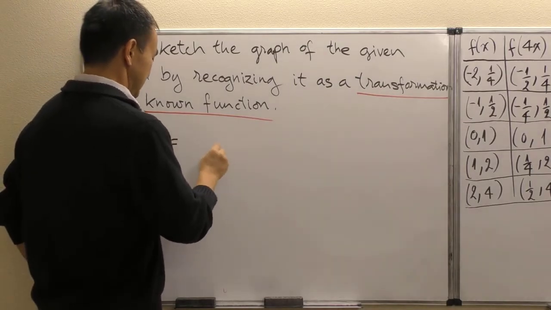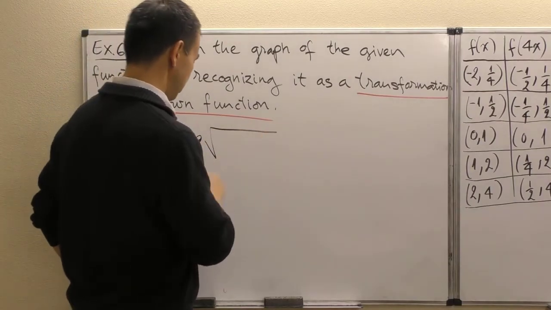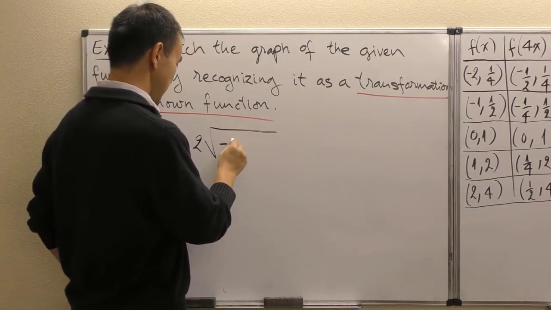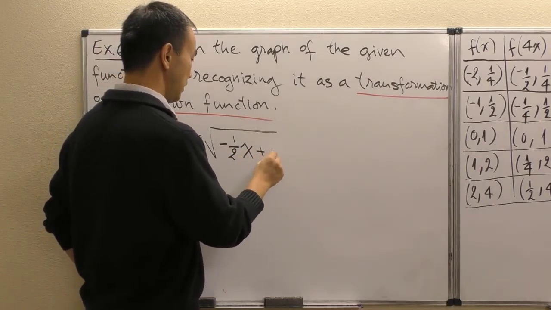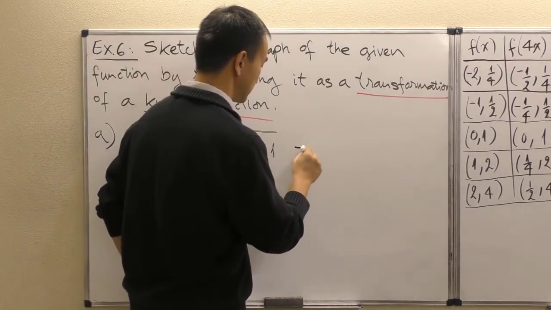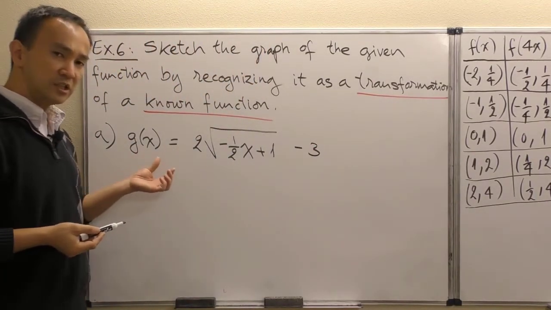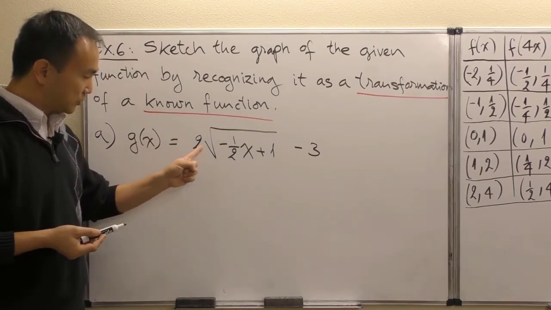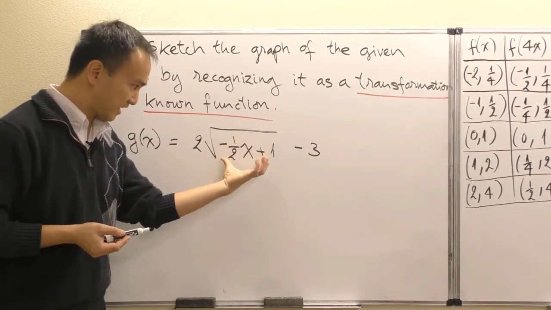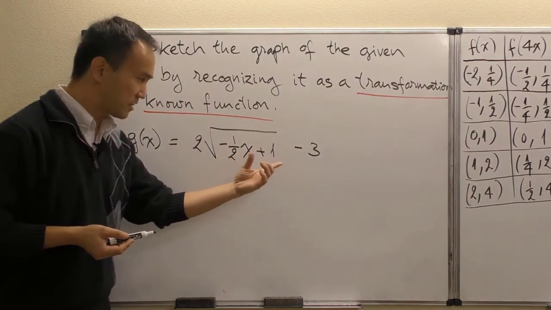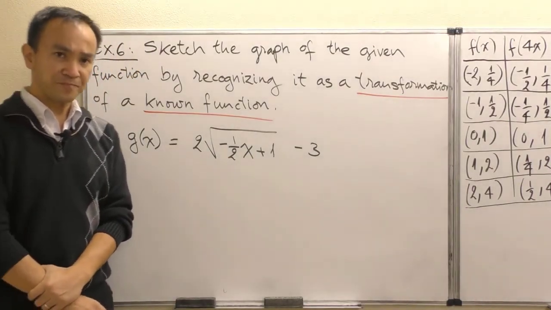as 2 square root of minus 1/2 x plus 1, and then minus 3. G of x equals 2 times the square root of negative 1/2 x plus 1, where that negative 1/2 x plus 1 is inside the square root, minus 3. All right, so there we go, that's our function.